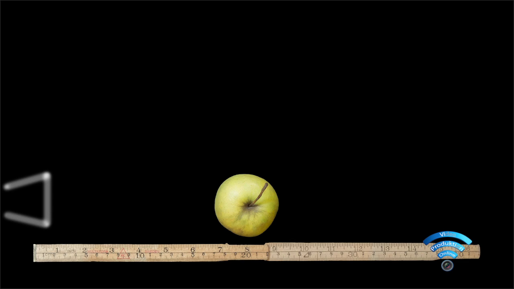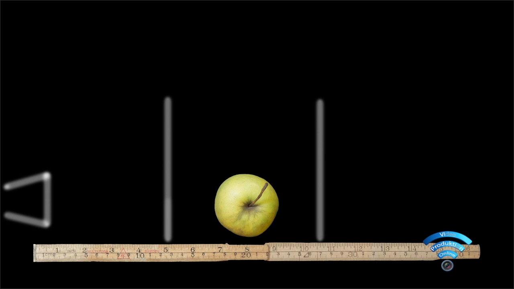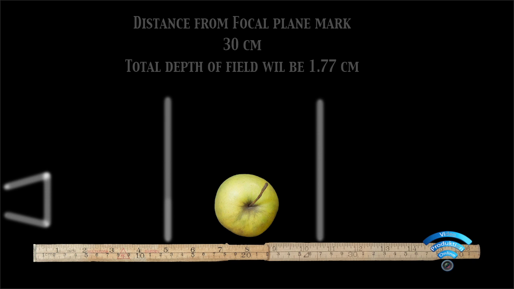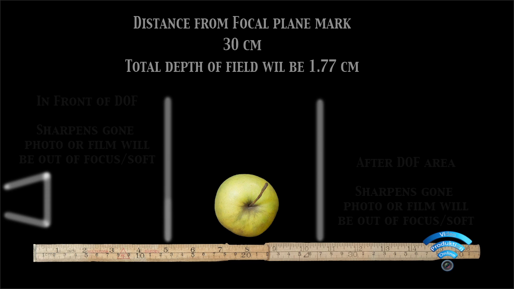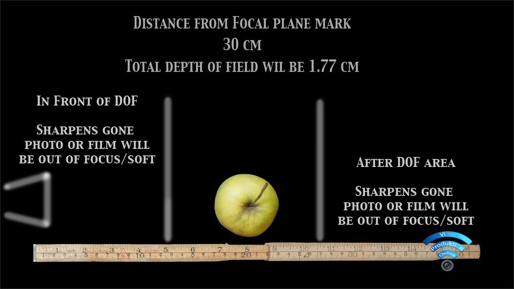I would like to show you this diagram where the apple is in sharp focus. Now let's add two lines, and between these two lines is the area that we call depth of field. Either side of these lines, the shot will be out of focus.